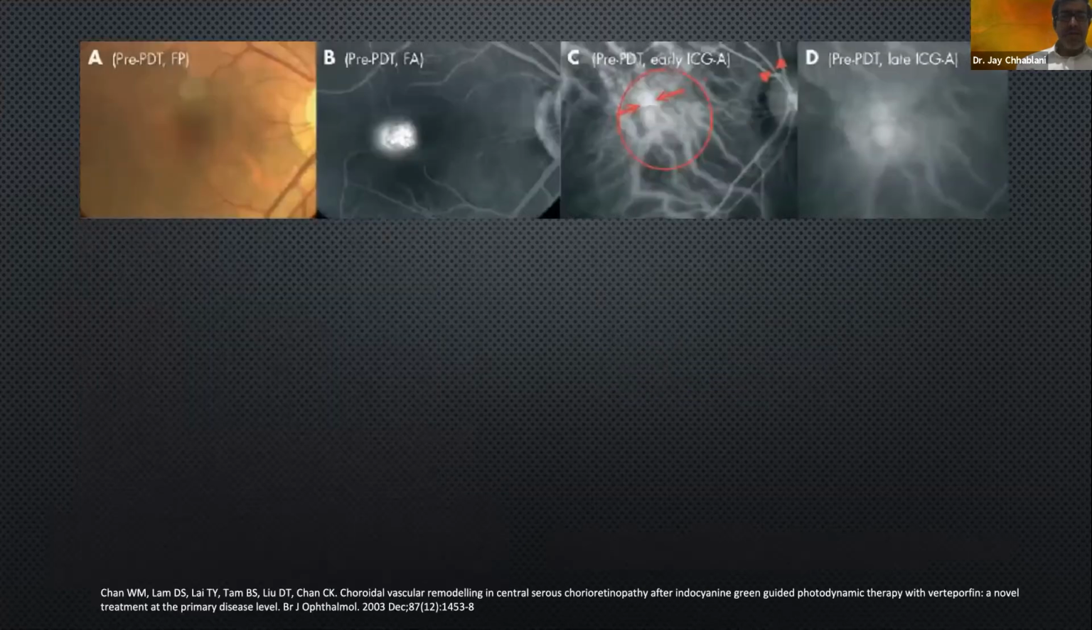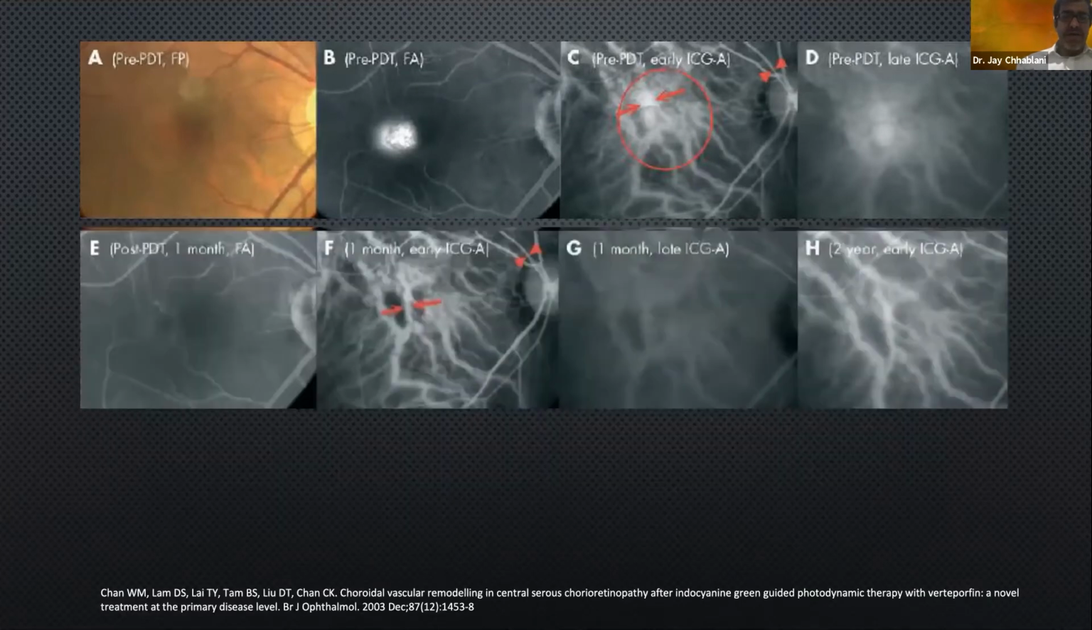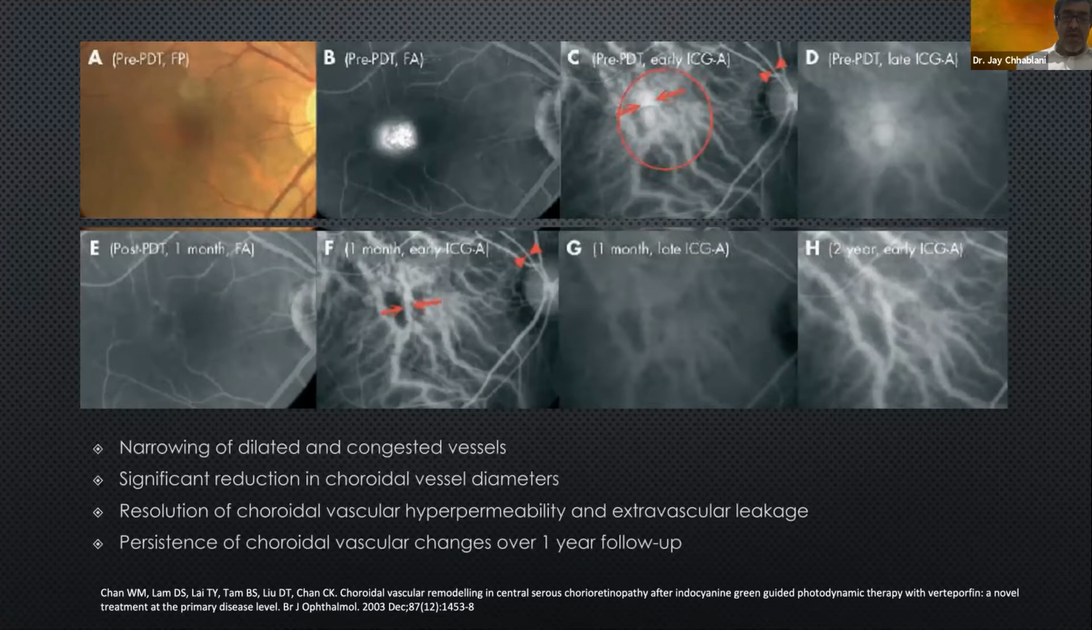This was clearly shown by one of the studies from China. If you look at this circle on the right in the center, you are seeing that there is a dilation of choroidal vessels. This patient underwent PDT, and you can see how this choroidal vasculature has reduced in size, and this is how the patient resolved and the activity came down. So we know that PDT can lead to narrowing of the dilated and congested vessels. It reduces the choroidal vessel diameter. It reduces the choroidal vascular permeability, which is one of the most important pathogenesis proposed for CSCR.